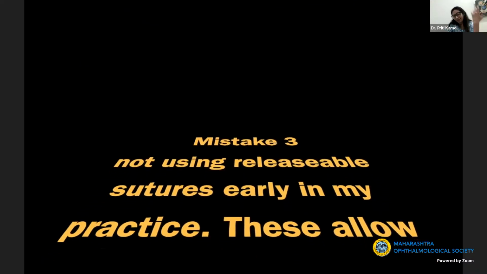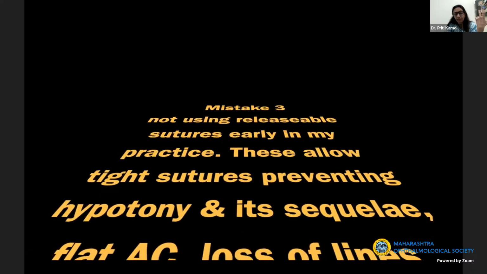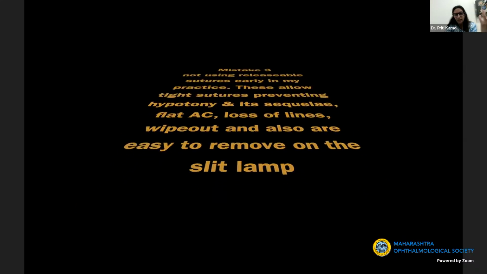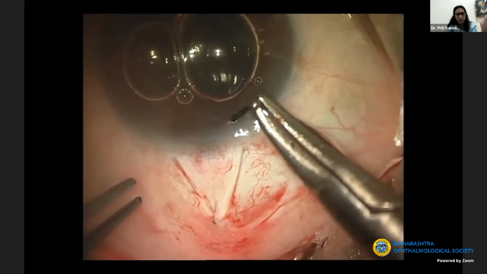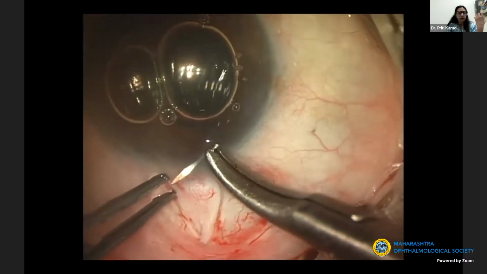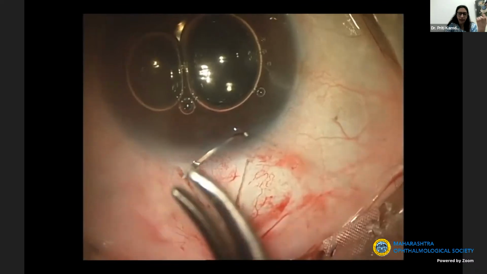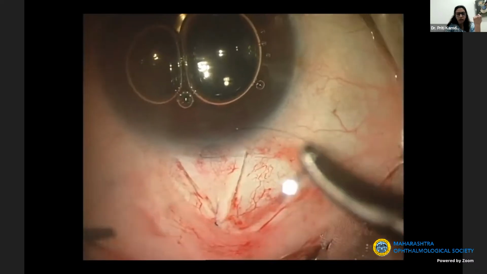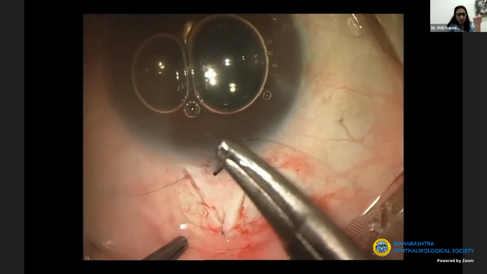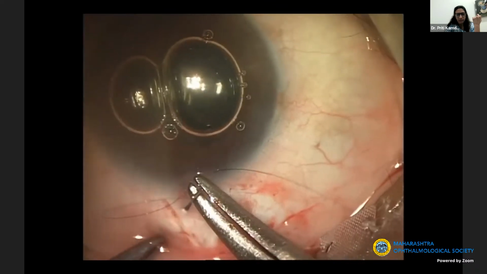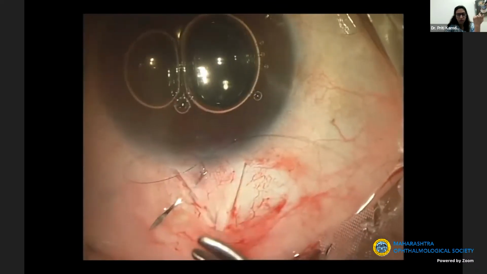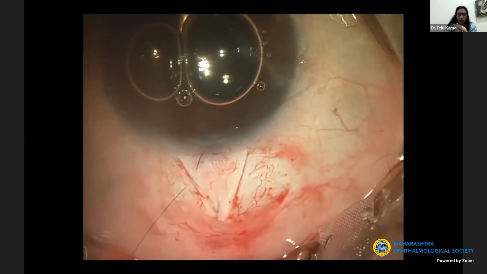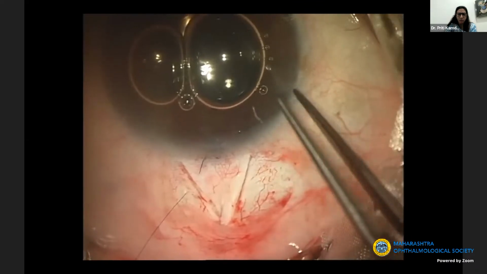The biggest realization is that releasable sutures have been described since many years. But in the initial days of my practice, I was not using them. They are so easy to use. Now, this is just the basic releasable suture. You take a bite through the clear cornea. After that, this is the 10-0 suture. You take a bite through the sclera on either side of the scleral flap, how you would suture it any other way, and then you pull it, leave the end a little longer, pull, pull.